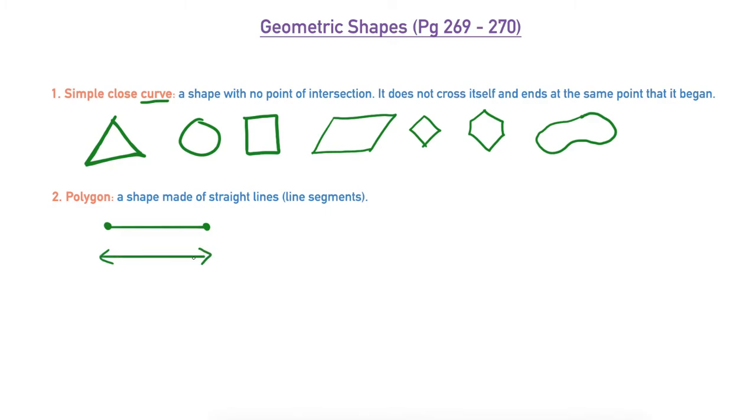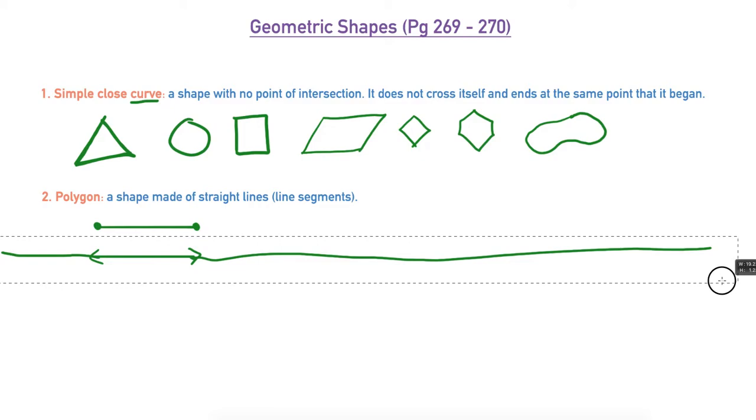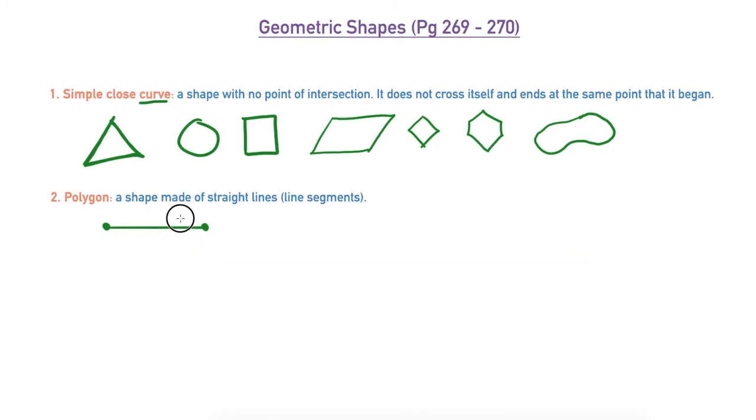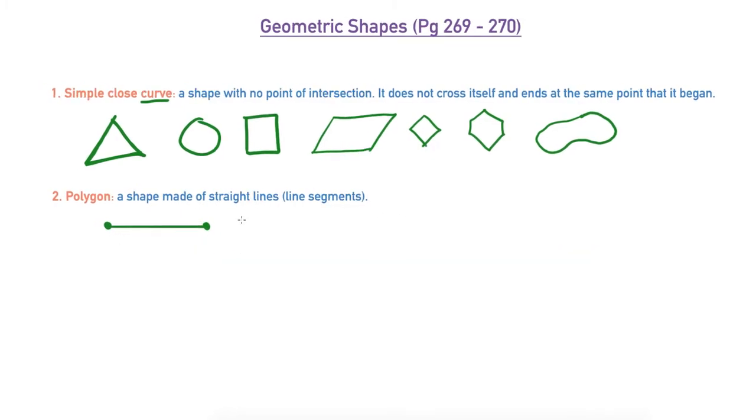When we see these arrows, we know that this means the line stretches on and on forever. It'll keep going and never end. So this is a line. It's not a line segment. But when we see these dots or points at the ends here, we know that this is as far as the line will go. So a polygon is a shape made out of straight lines. All right, so for example, let me erase this.